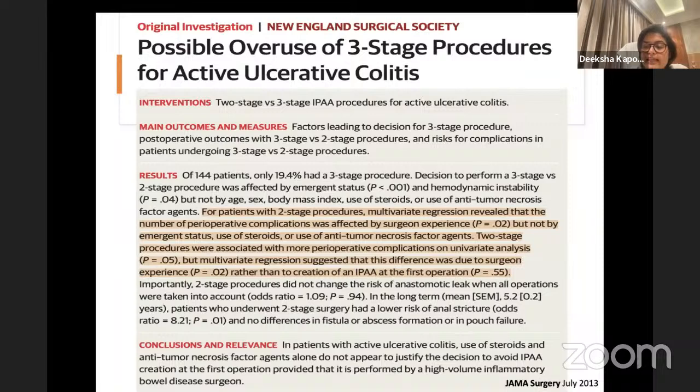So in 2019, in JAMA Surgery, this retrospective study was published, which stated that the three-stage procedure is probably overused for acute ulcerative colitis. And they said that one of the most important reasons that decrease the complications in a two-stage procedure is the surgeon experience. And by multivariate analysis, it was the only thing that made a difference in postoperative complications.